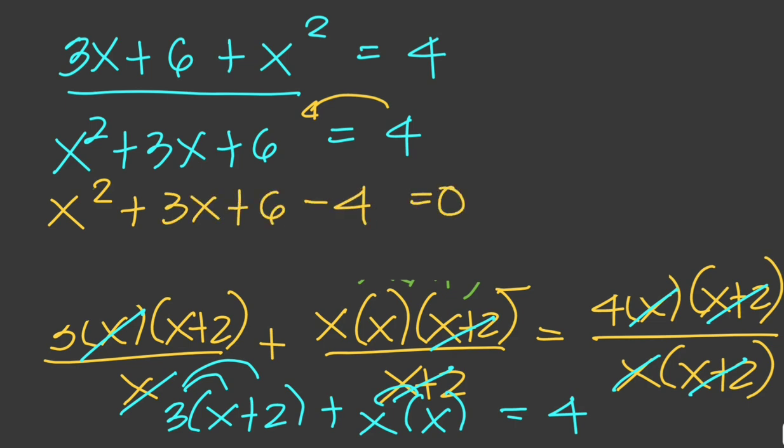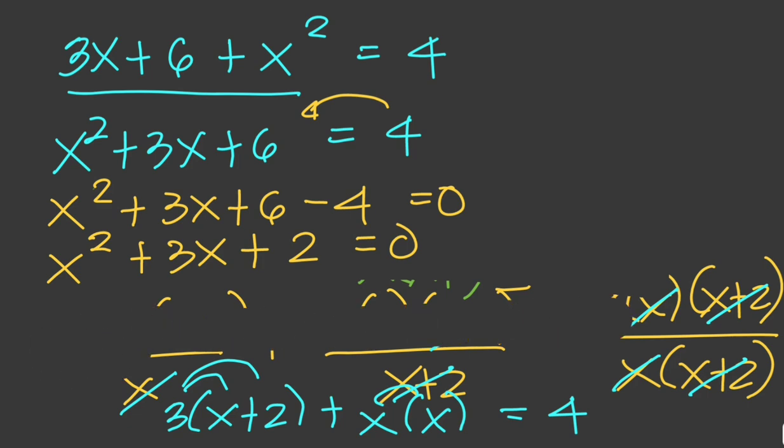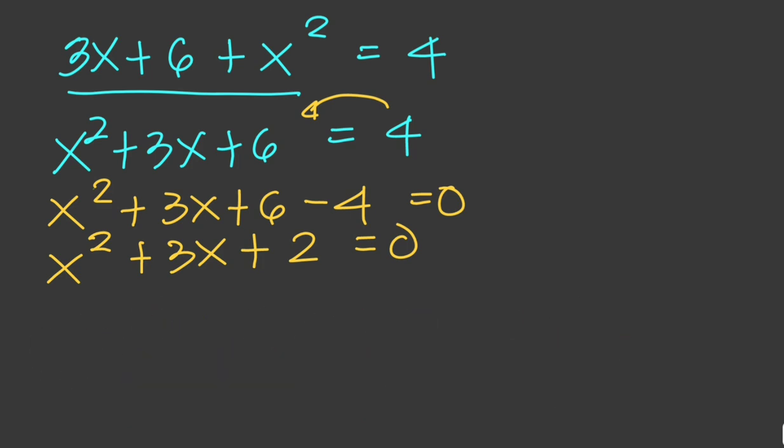And this would become x squared plus 3x plus 2 equals 0. Now we have a quadratic equation here. So let's solve for the value of x by factoring this.